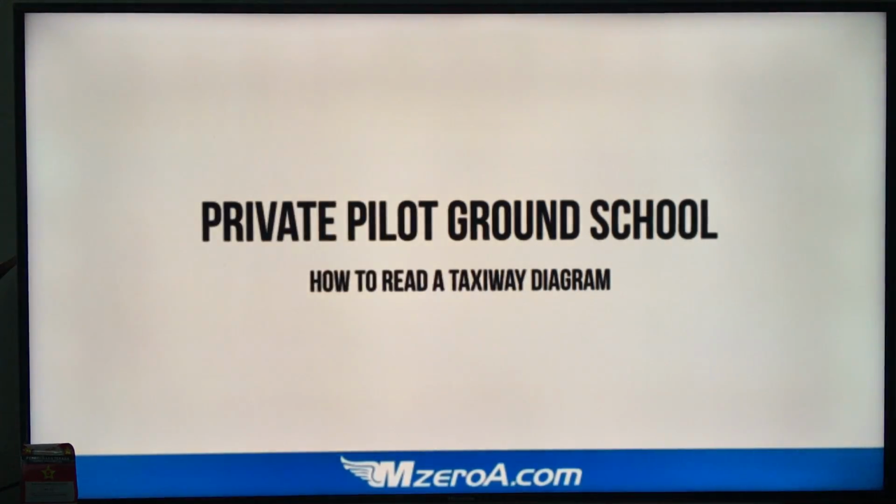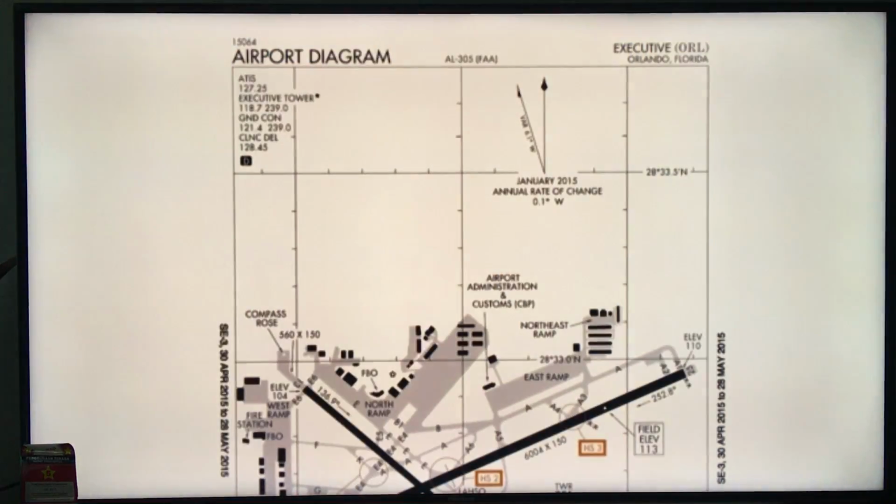How to read a taxiway diagram. Whether you print out a taxiway diagram, or an airport diagram as it's sometimes referred to, or you do it on your iPad, it doesn't matter. They all read the same, and let's dive into it a little bit. I picked not exactly an easy one, but not a super difficult one either. In fact, one you'd probably deal with. It's a typical Class Delta airport at the Orlando Executive Airport.